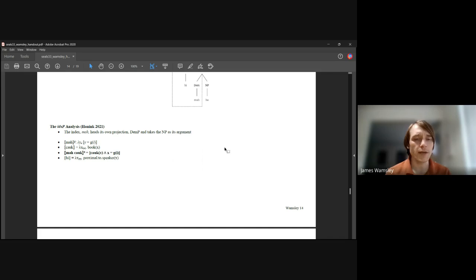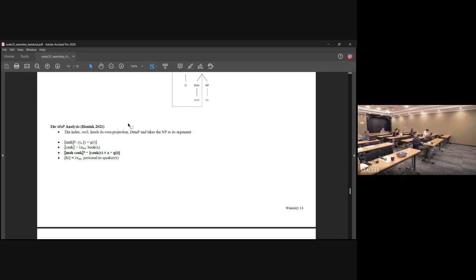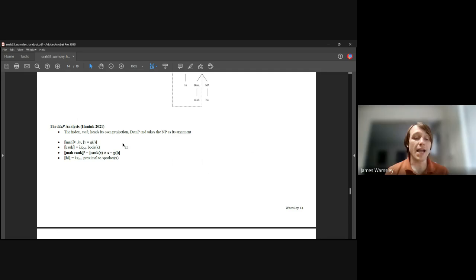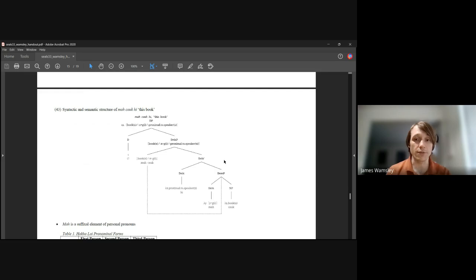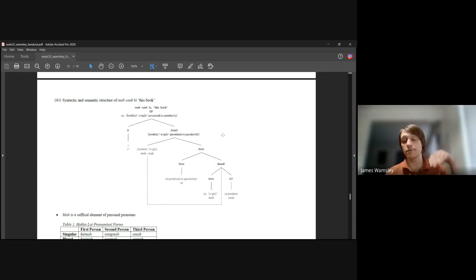So I'll finish off by looking at two analyses, two different structures based on the two that were alluded to in 17 and 18 above. So the index phrase analysis, based on Haig 2021: ma heads its own projection, I call it demonstrative phrase, and takes the NP as its argument. So it's between D and the NP.